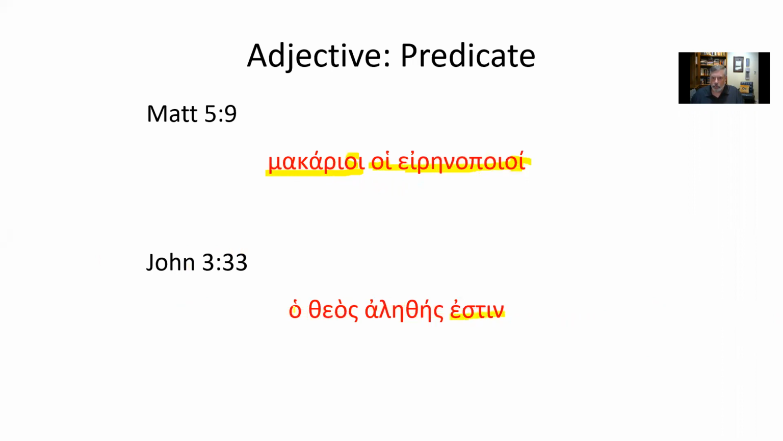Estin. God, there's my nominative singular. God is true. And that's basically a predicate adjective position. So the adjective is functioning in the predicate position. It's predicating something about God. The peacemakers are being predicated about the blessed ones. I don't know if I said that right or not.